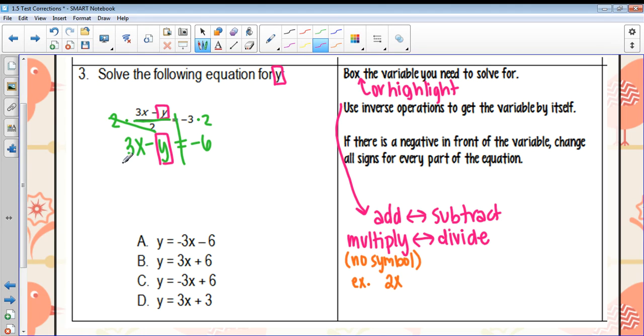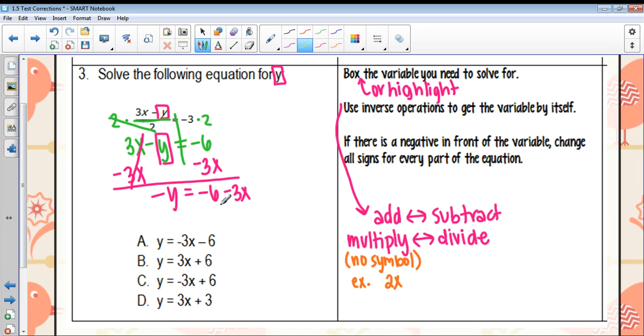Now, if I want to get rid of a 3x, it's a positive 3x, I'm going to use the inverse and subtract 3x from both sides. It's okay if you tried to add it at first, because if you get 3x plus 3x, that gets you 6x, and that's not going to cancel this out. We want this to all go away and become 0. So I have 0 minus y, which I'm going to leave as negative y, equals negative 6 minus 3x.